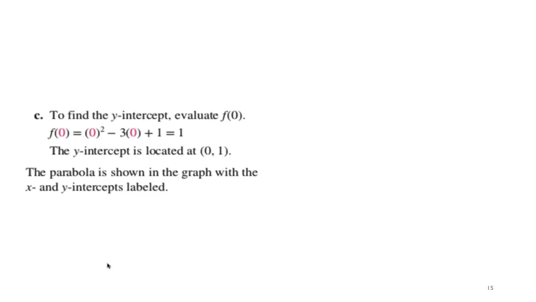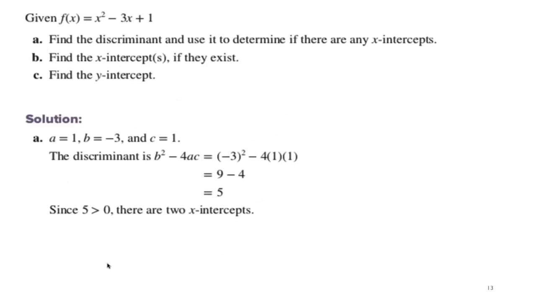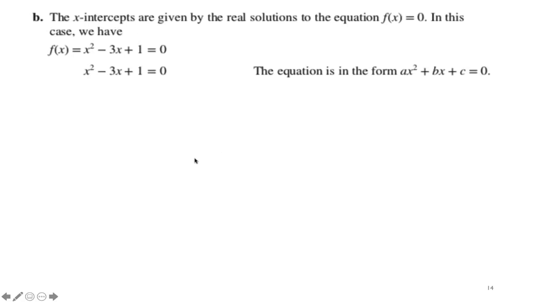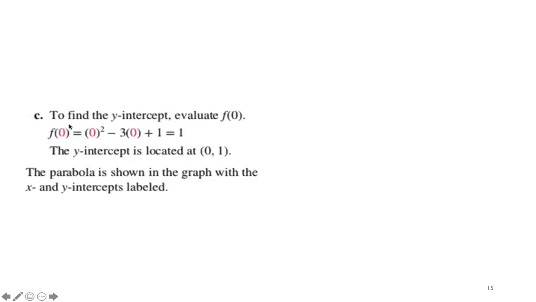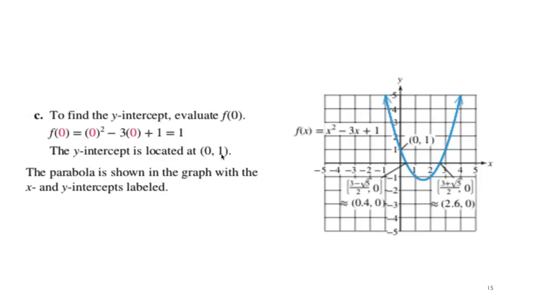To find the y-intercept, actually, let's look at the problem again. The y-intercept is always easier to find than the x-intercept. To find the x-intercept, you have to solve for the function being 0, and that might involve some factoring or some quadratic formula. But to find the y-intercept, all you have to do is plug in 0. If I plug in 0, I get 1, so the y-intercept is at (0, 1). Remember, the y-intercept is where the function crosses the y-axis. So here's the y-intercept. Plug in 0 to get 1, and that gives you the y-intercept.